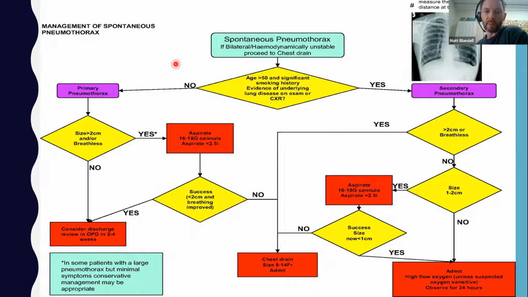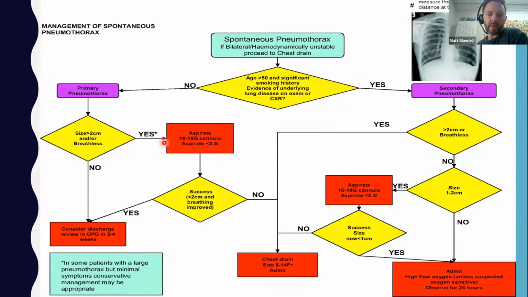atraumatic pneumothoraces. And so, for example, with our patient, he's less than 15, has significant smoking history. We go via the primary pneumothorax route. This, regardless of his symptoms, if it's over 2 centimeters, we would normally go to aspirate.